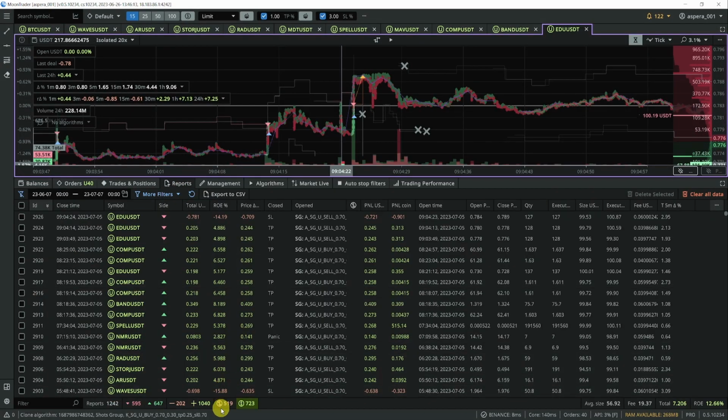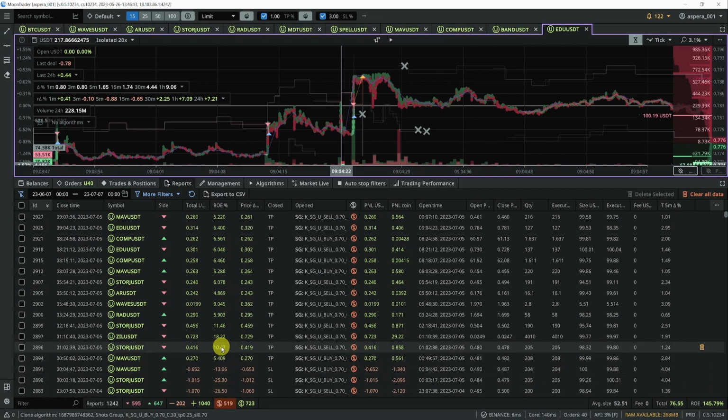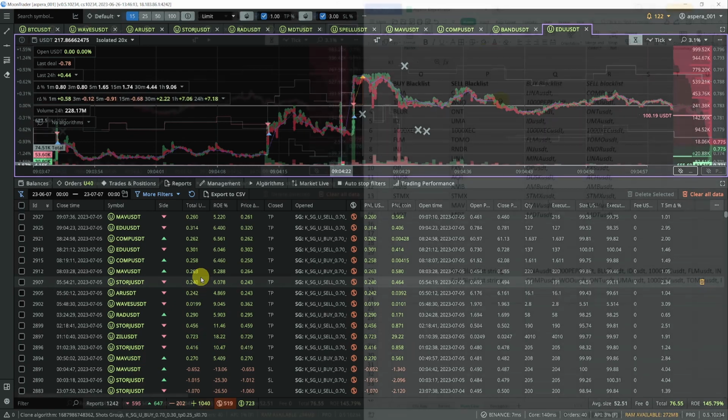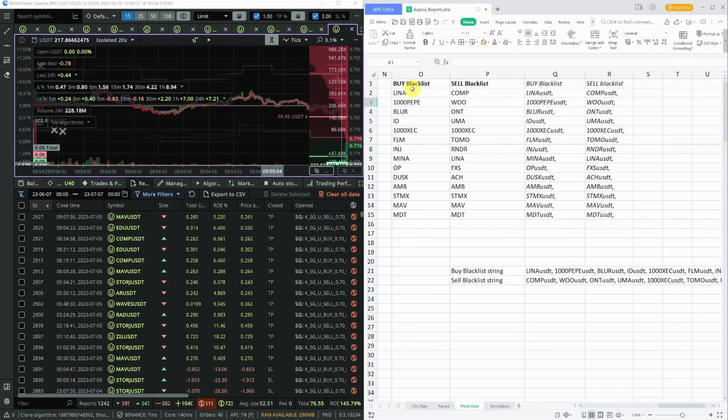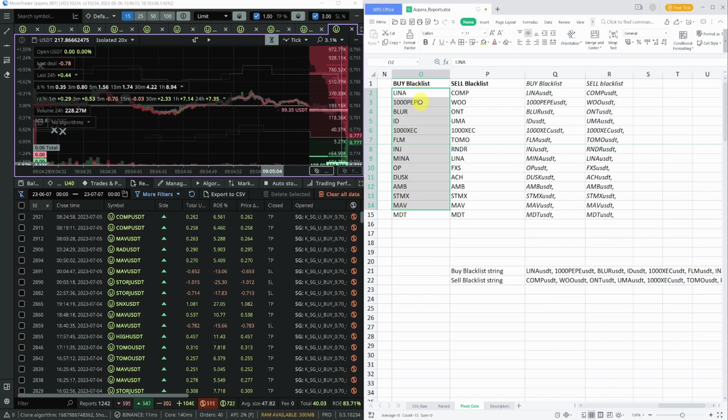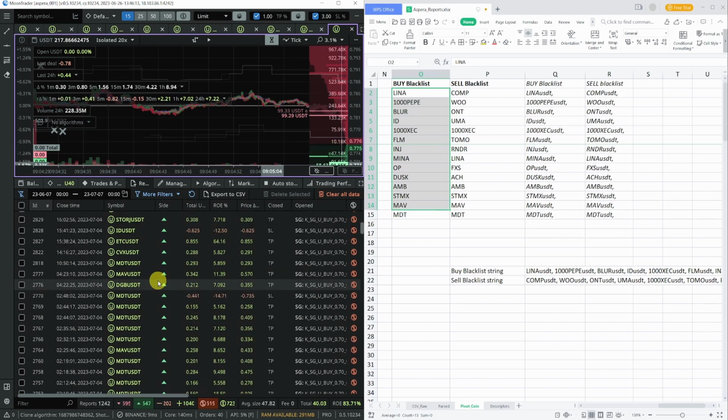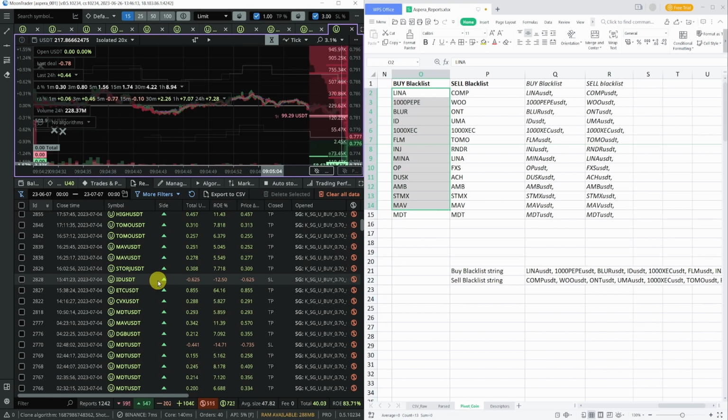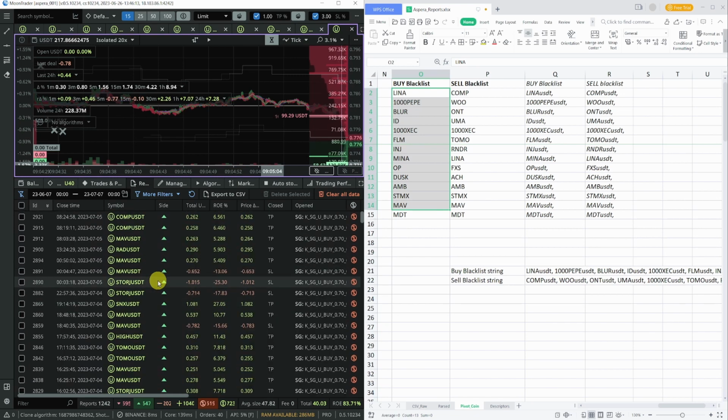Let's go to reports, go only to emulation, and try and see side by side what happened here and what is in my blacklist. All right, here they are side by side. Let's look at the buy. So this is buy emulation. And I would expect to see only these. Lina, Pepe, and so forth. But straight away I'm seeing comp. It's not on here. Mav is on here. Red, it's not on here. So it's a mishmash of pretty much everything. I cannot figure out what's the deal here.